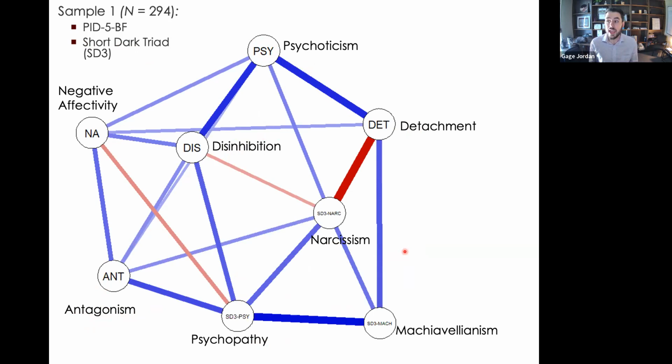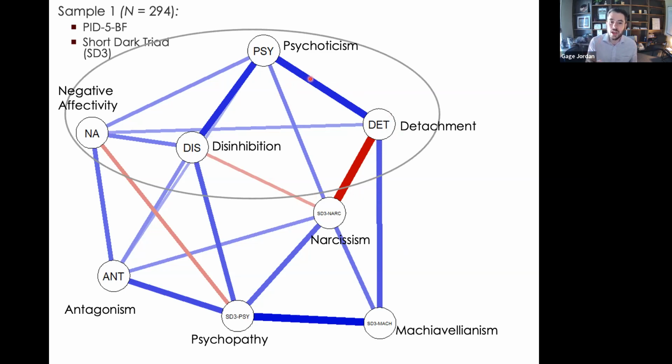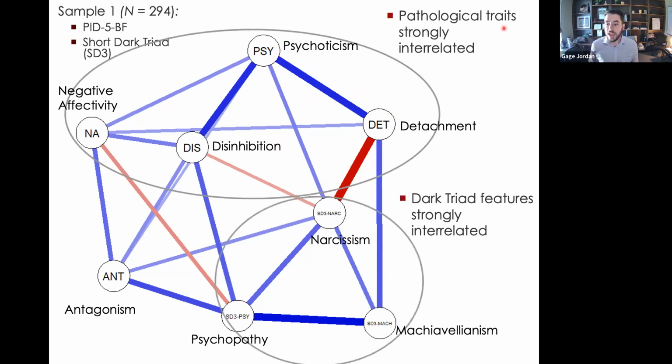So you see a lot of lines. And one cool thing about network analysis is how you can visually interpret the graph, right? You can see that a lot of the personality traits sort of hang together. Again, these edges here are just the connections, partial correlations. So the thicker the edge, the stronger that correlation is. So we see a strong relationship between psychoticism and detachment. Blue is positive, red is negative. Blue is here for colorblind folks. Usually it's green, but blue is more inclusive. So pathological traits are strongly interrelated, as are the dark triad features.